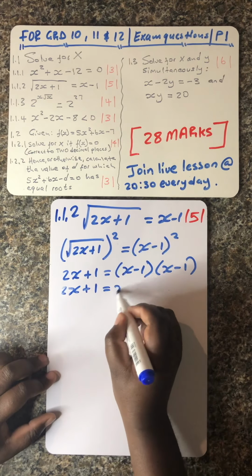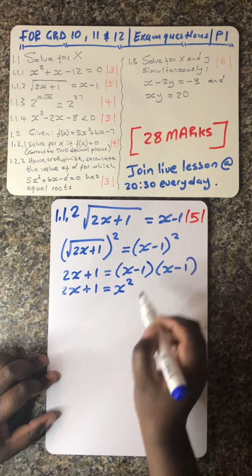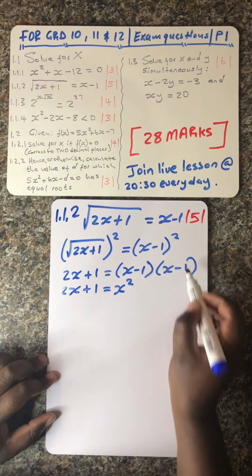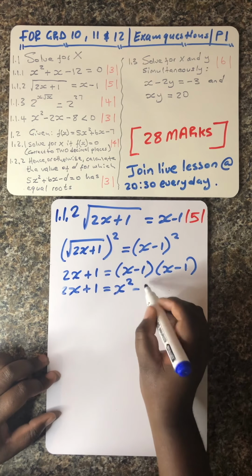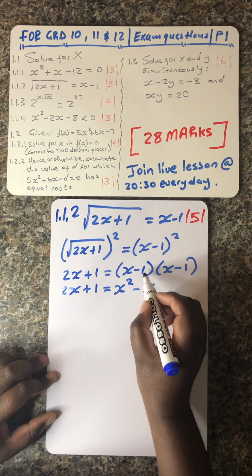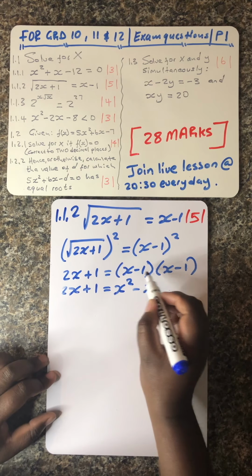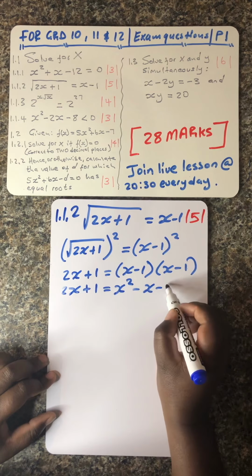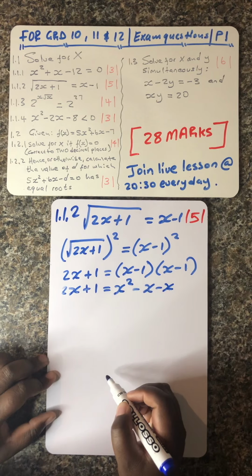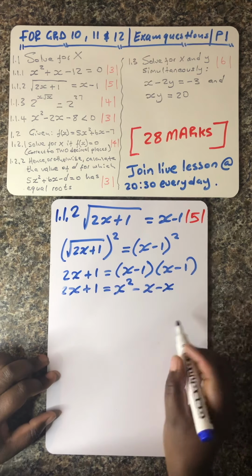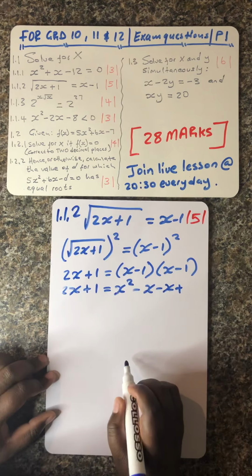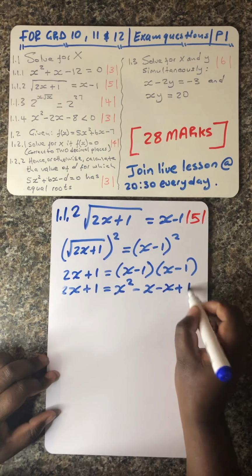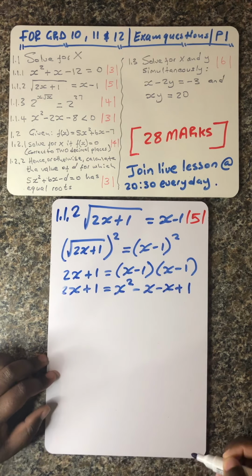Okay, so it's obviously x squared. It's x times x, it's x squared. X times negative 1, it's negative 1x. And then negative 1x times x, it's negative x. Negative 1 times negative 1, negative times negative is positive. 1 times 1, it's 1. Okay, I hope you fully understand that part.